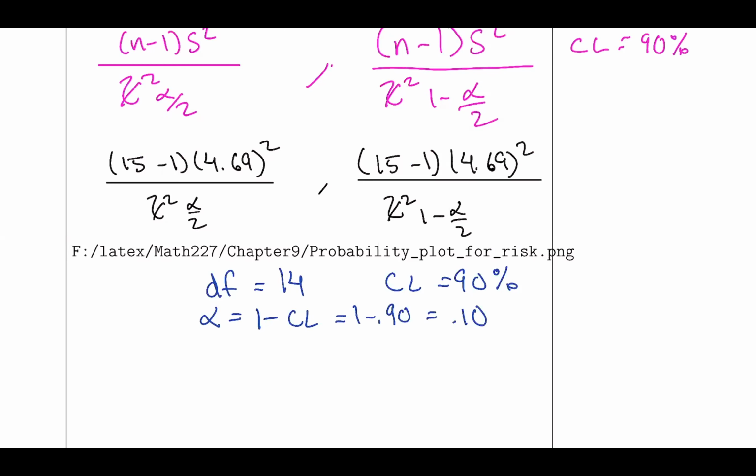All right. So first thing I'm going to do, I'm going to use this formula right here. It says chi square alpha divided by 2. So I substitute for alpha: chi square 0.10 divided by 2. If you do 0.10 divided by 2, you actually get chi square 0.05. Everybody got how I got 0.05?